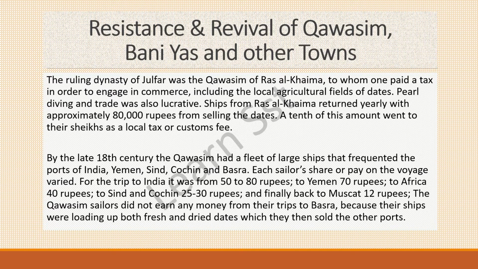Then to Africa, it was hardly 40 rupees. To Sindh or to Cochin, it fetched only 25 to 30 rupees. And finally, back to Muscat, 12 rupees. So this was the payment given to the sailors for their expeditions or voyages. The Qawasim sailors did not earn any money from their trips to Basra because their ships were loading up both fresh and dried dates, which they then sold to the other ports. So they did not get any money out of loading the dates from the region of Basra.